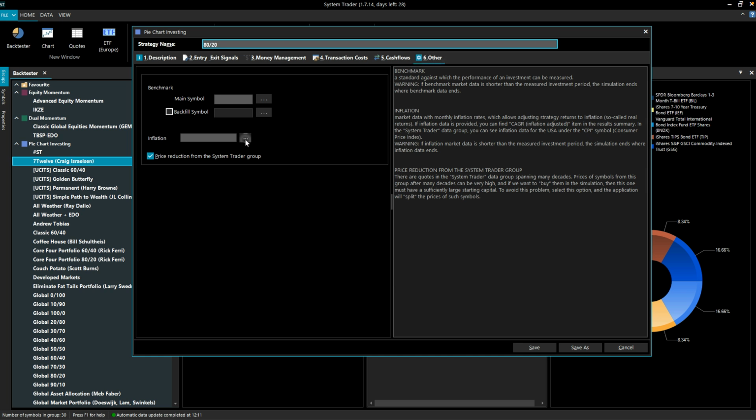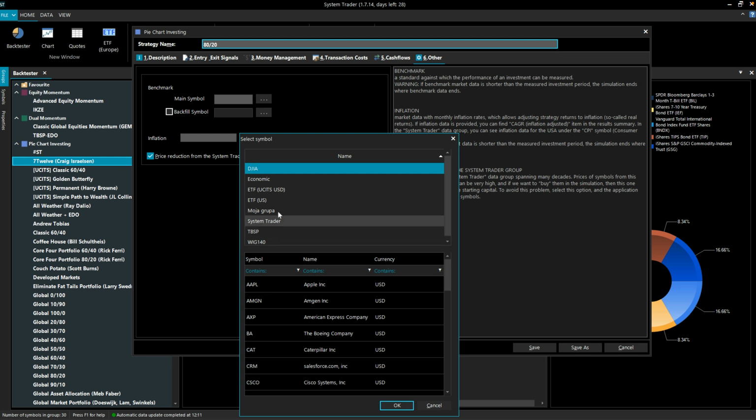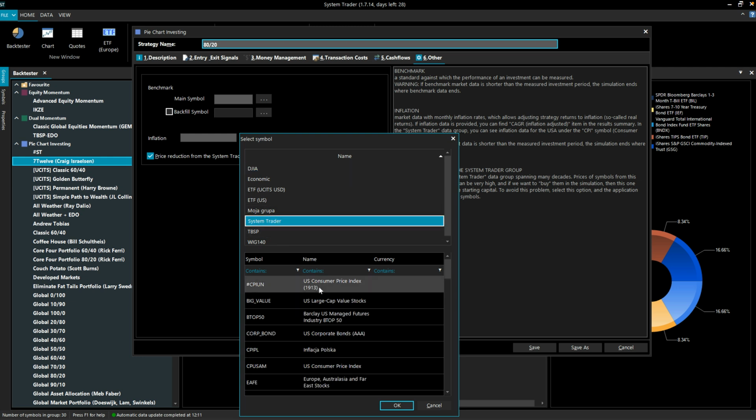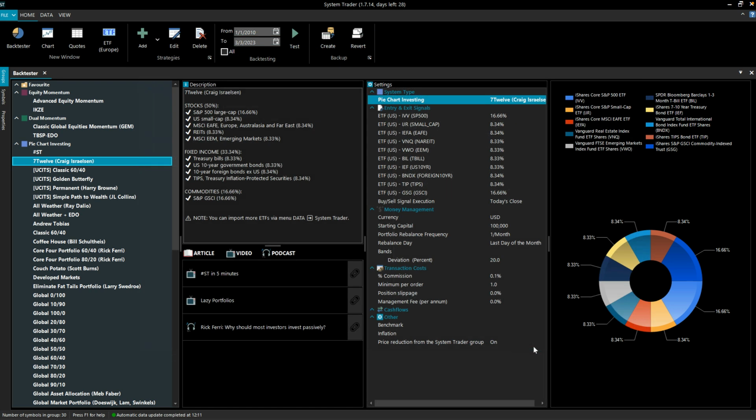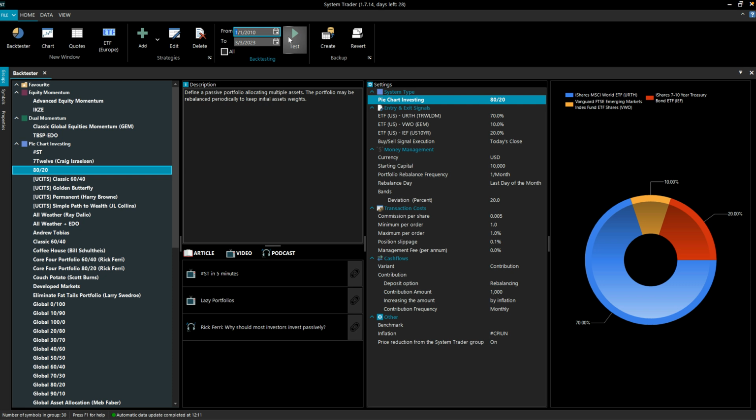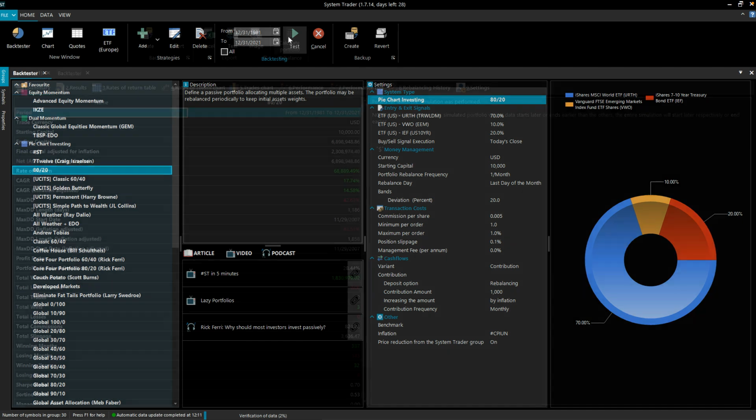But if we want to increase our contributions by inflation, we also have to set the data for inflation. And in that case, we will use the CPI from the United States, the US Consumer Price Index. Let's set it here, and we are done. Let's save it. And for the beginning, let's start our simulation from year 1982 till 2021. And let's press the test button to see what the outcome is.